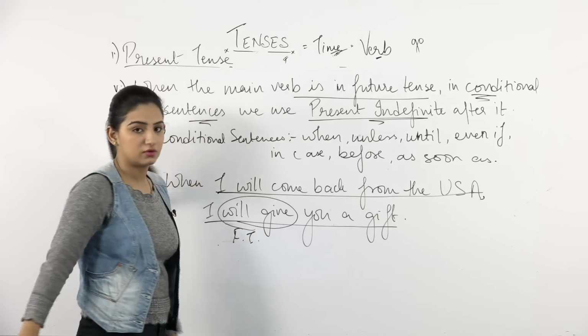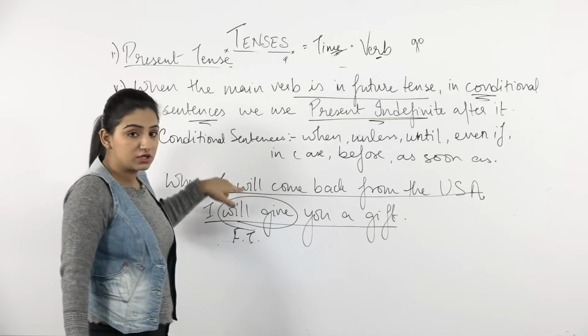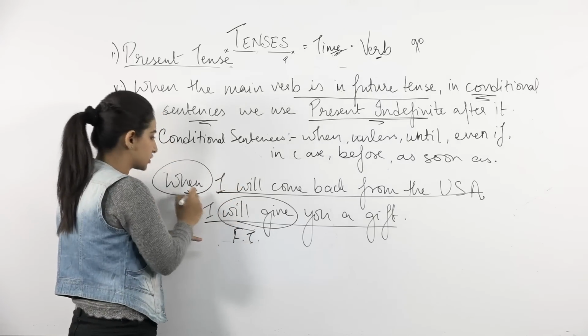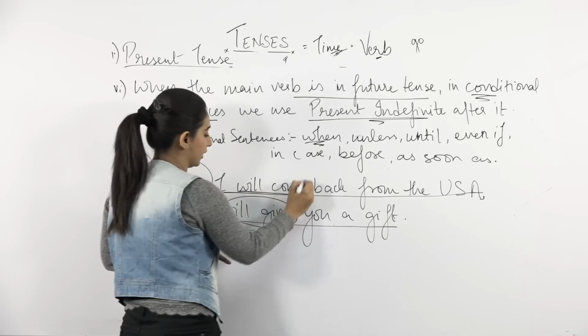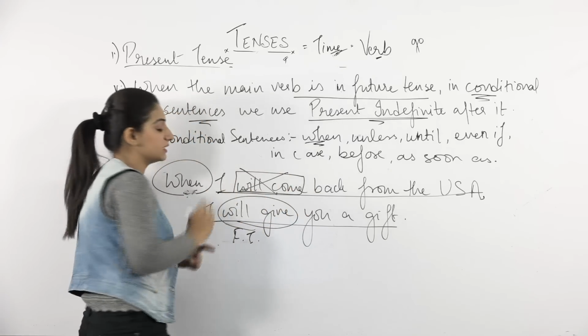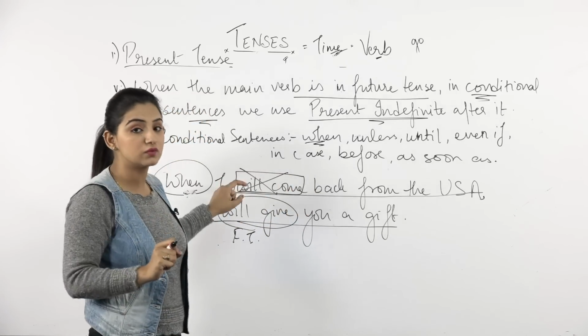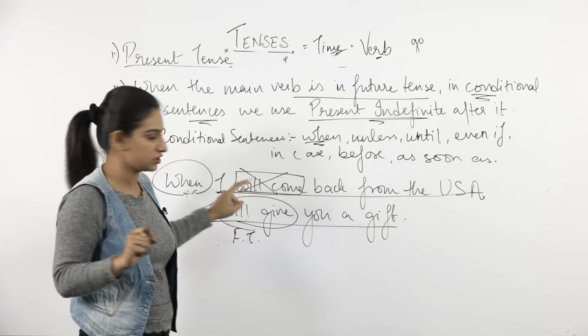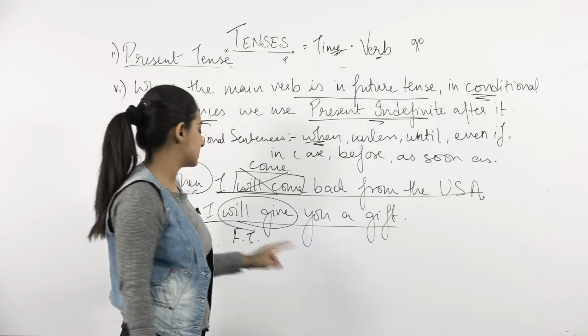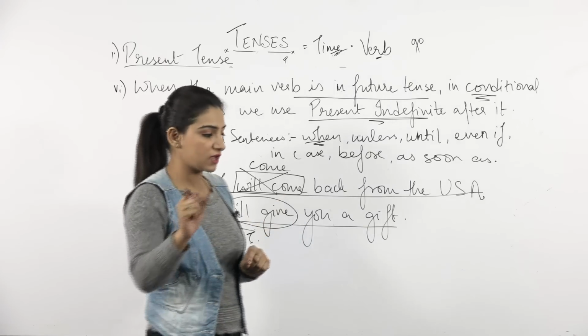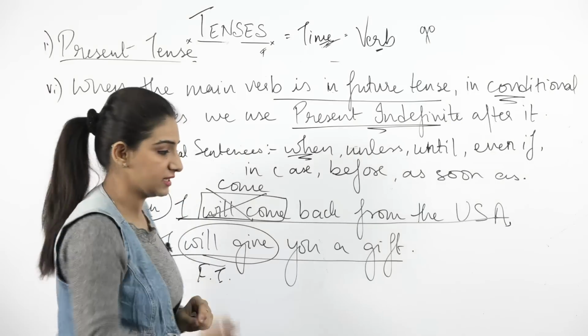Future tense, right? But if we talk about here, we have a word when mentioned, and I told you when we have when, the verb used after it should be in present indefinite. इसके बाद जो verb use होगा वो present indefinite में होना चाहिए. तो क्या होगा? When I come back from the USA, I will give you a gift. That is the correct sentence.